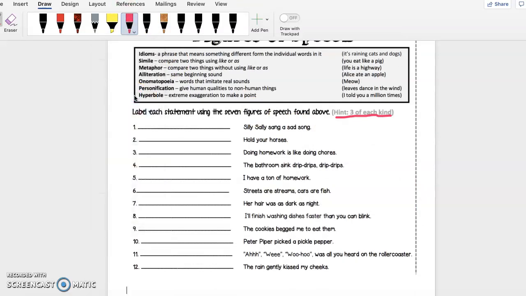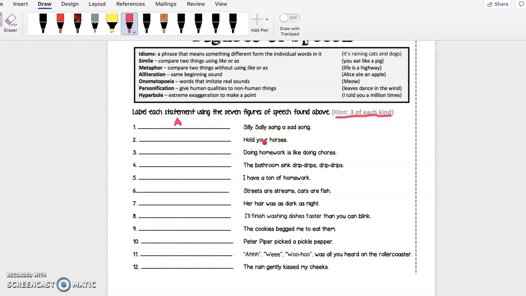Number one. Silly Sally sang a sad song. So guys, we see that most of the words have the same sound at the beginning, which is alliteration, right? Because I could look at the definition and the example next to it. And so I'm literally just going to put an A. I'm not going to put the whole word because that's going to take way too long.